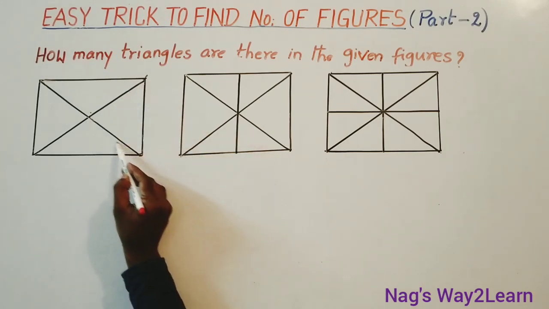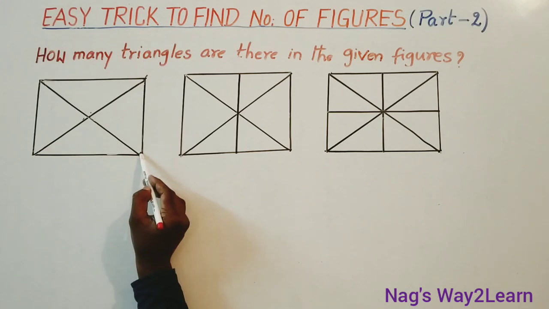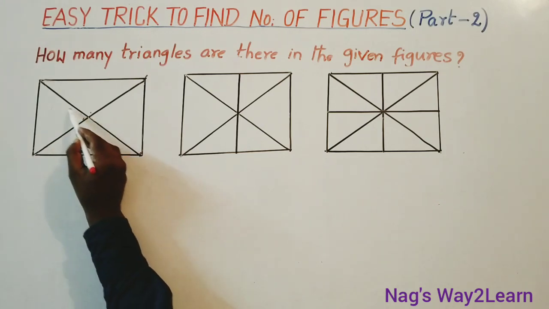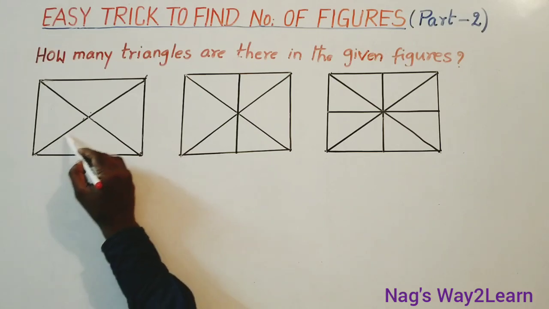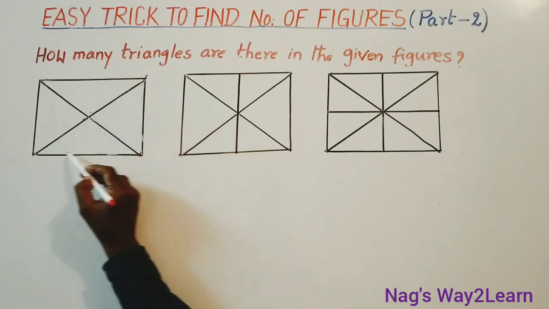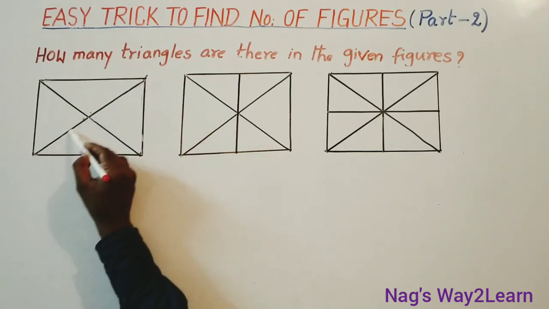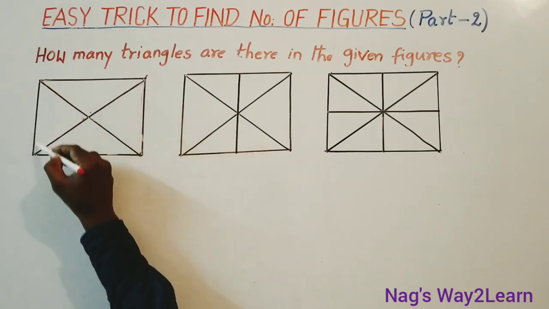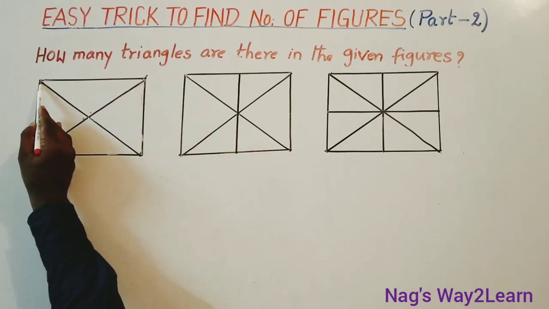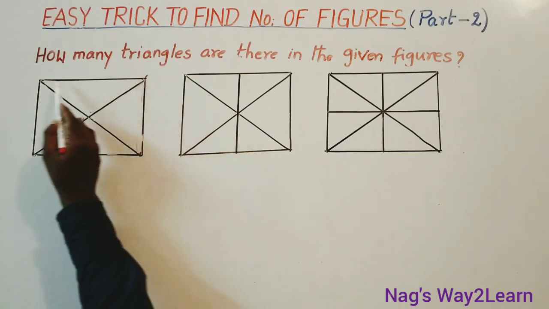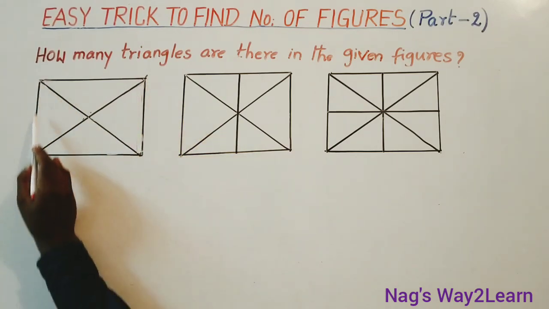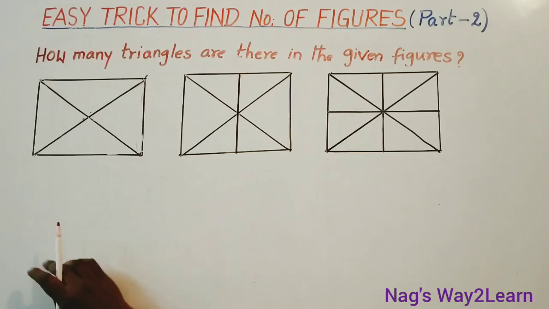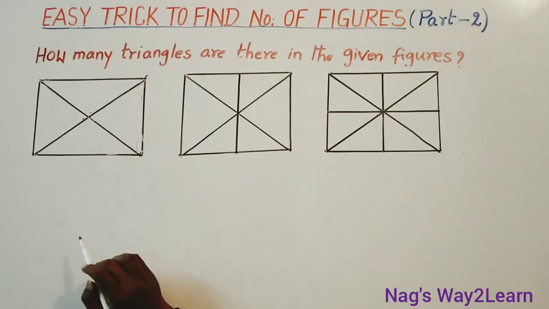2 and 3 and 4 triangles, and this is 5 and 6 and this one is 7 and finally this is 8. So totally there are 8 triangles in this diagram.